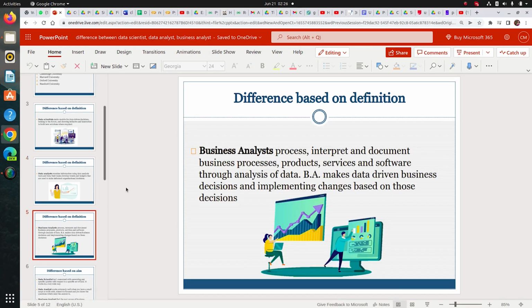So now next is business analyst. What is the role of a business analyst? It processes and interprets the reports sent by the data analyst or data scientist, and then it takes decisions according to the requirement of the client, and then sends a report to its stakeholders.